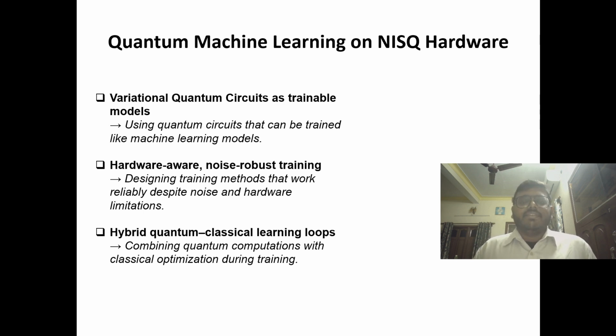Another important direction of my work is quantum machine learning on near-term noisy quantum devices, often referred to as NISQ devices. My work focuses on variational quantum circuits, or VQC, as trainable quantum models. These circuits are conceptually similar to neural networks. They use parameterized quantum gates that are optimized during data-driven objectives.